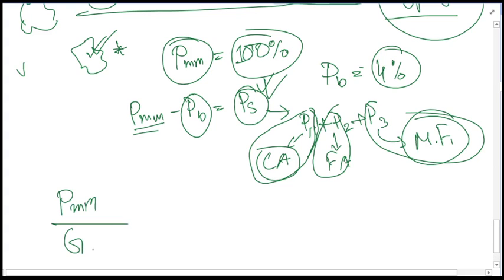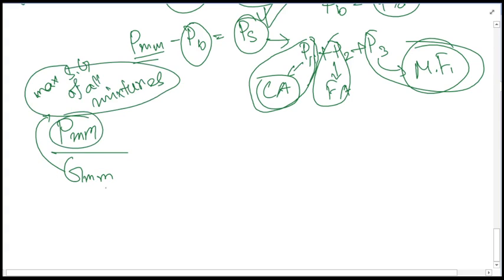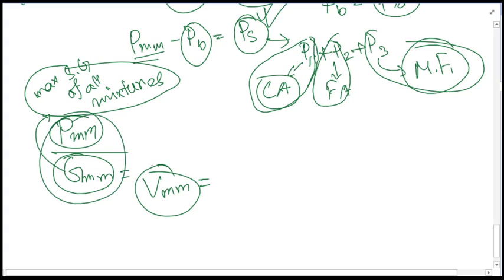To explore this in formulation, the formula will be like this: the PMM divided by the GMM. What is GMM? GMM will be the maximum specific gravity of all mixtures. So this is the total mixture, total specific gravity. This is the total volume of the mixture that we are concerned about. So this PMM by GMM is equal to VMM.